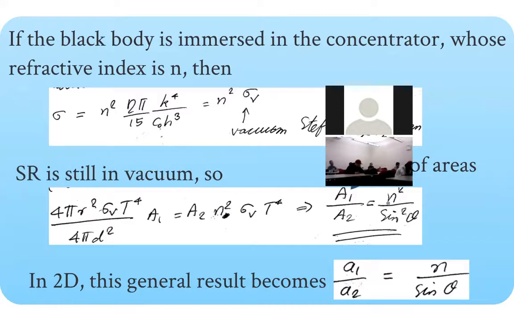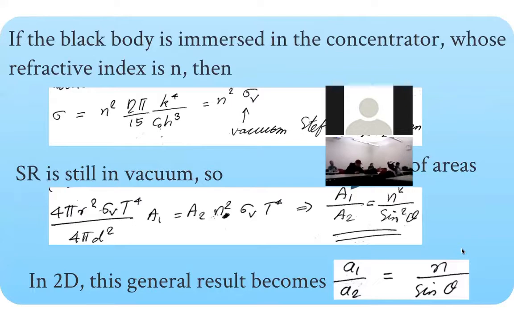Because n can be a relatively large number. For glass, it's roughly 1.5, and it changes with wavelength. But let's say for silicon, it's about 3. So n squared is a factor of 9. That's a pretty big number, which means that you can increase your concentration factor by that number, which is nice. You can take advantage of that. In 2D, you can do the same analysis and you'll end up with the expression that the concentration factor is n over sine theta. So slightly different.